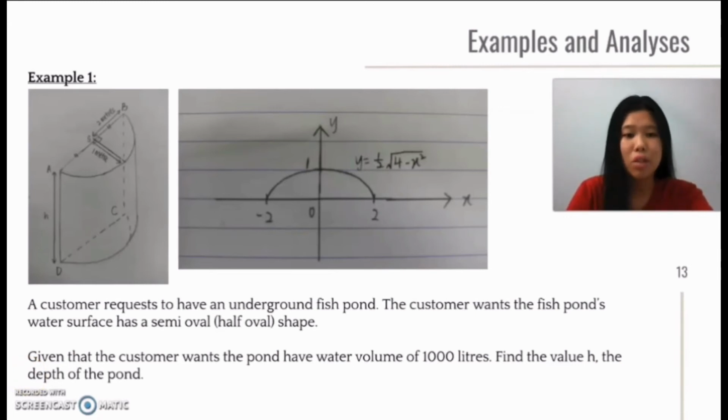The first example is, a customer requests to have an underground fish pond. The customer wants the fish pond's water surface to have a semi-oval shape. Given that the customer wants the pond to have a water volume of 1000 liters, we are requested to find the value h, the depth of the pond.